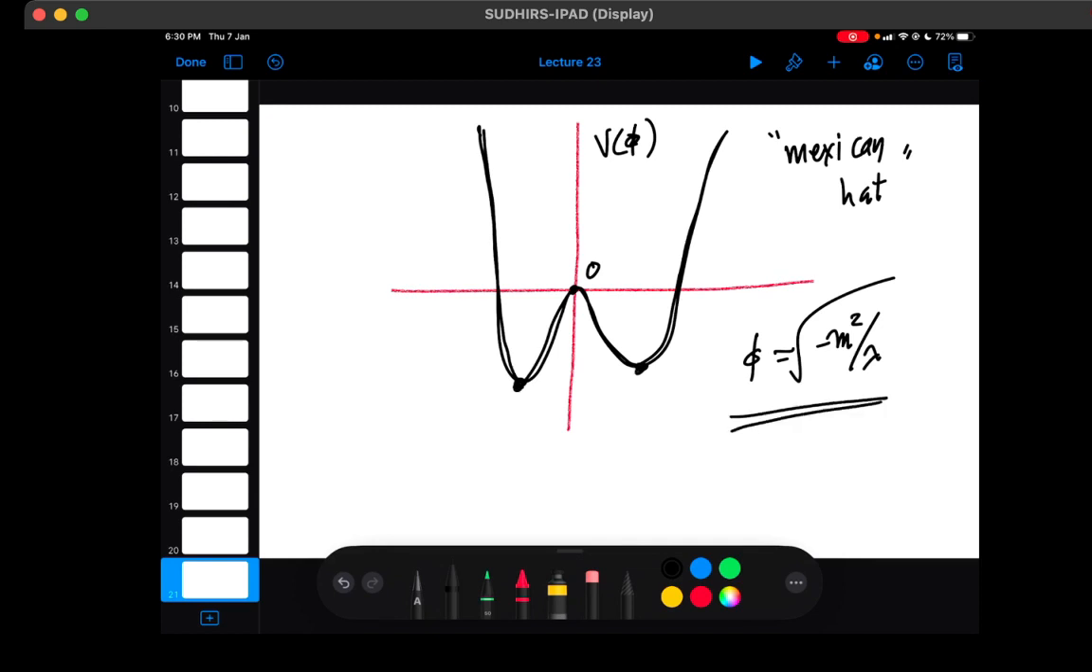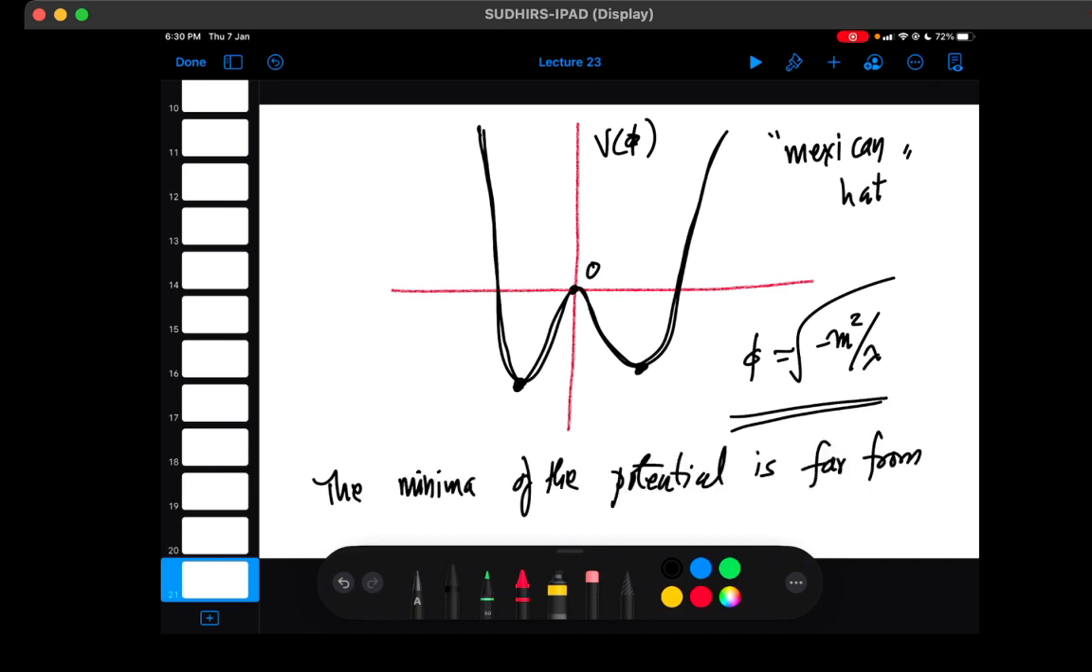Now, the minimum of the potential is far from zero, and is at some value which is phi zero. So that means the lowest energy state is not zero. Essentially, when the field takes the value zero, it is not the lowest energy state; when the field takes some finite value, that is the lowest energy state.